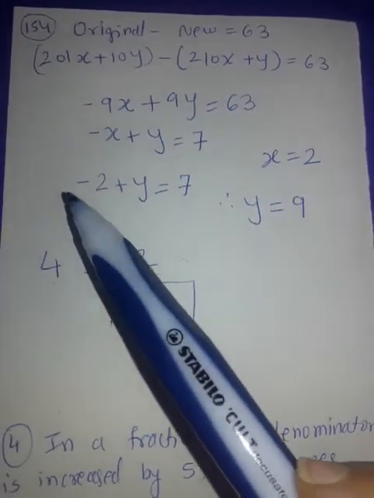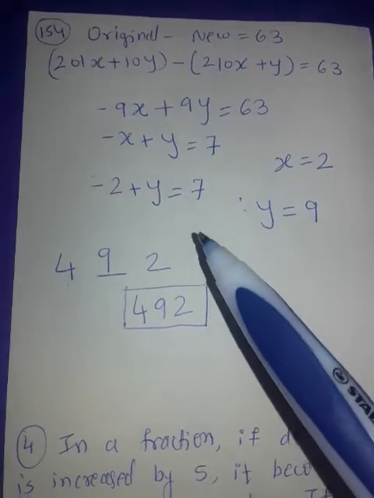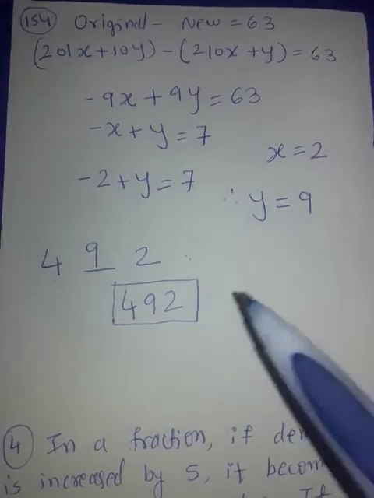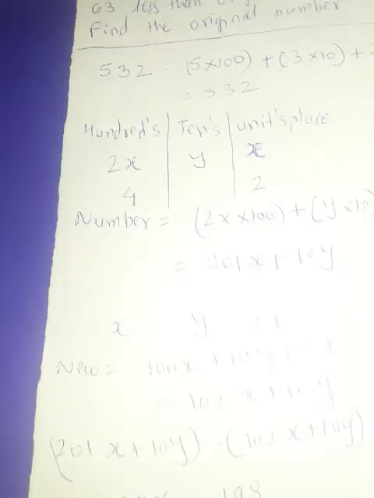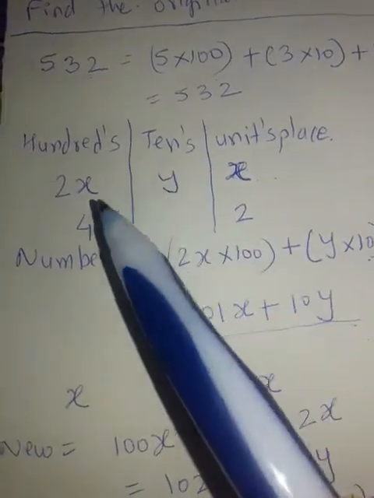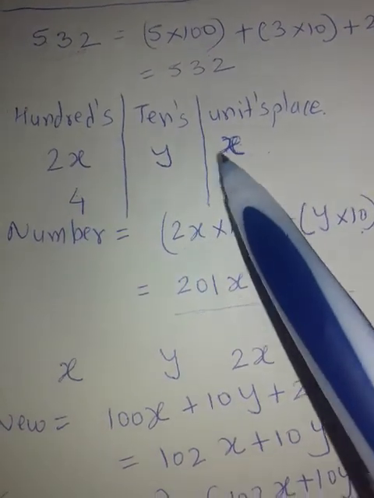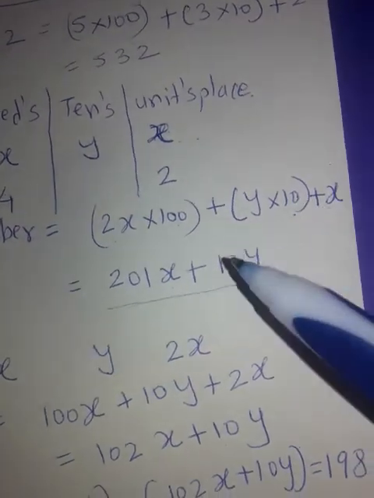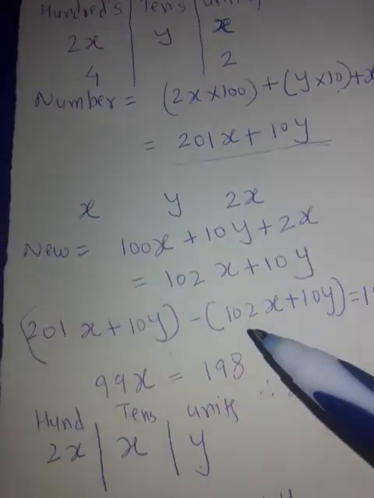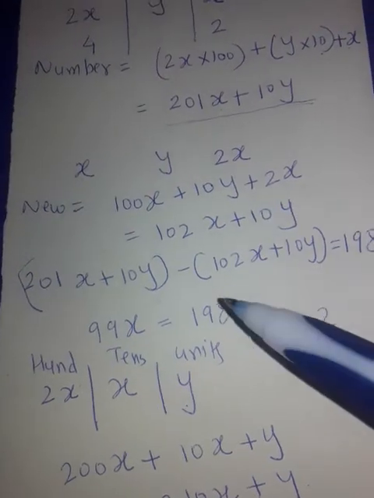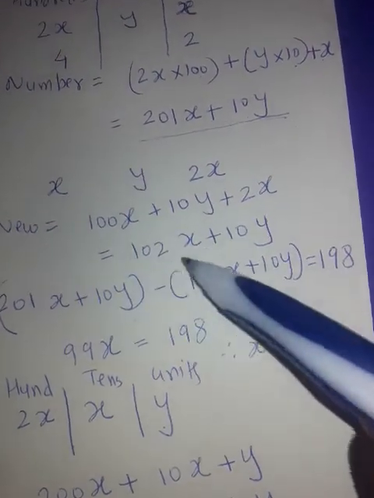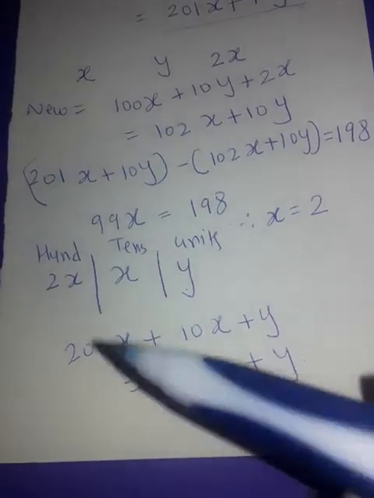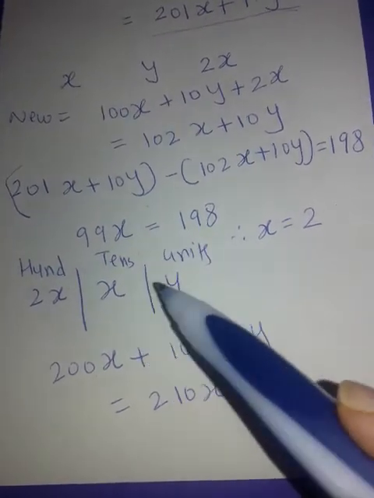In the first stage, hundreds and tens are exchanged. In second stage, tens and units are exchanged. So 2 times you need to form the equation and solve it. Just take one care that these are our original assumptions, x, y and 2x, and this is our original number. So mark it clearly, this is original. This is new number formed by the first condition, when these two were exchanged. Then this is new number formed by the second condition when these two were exchanged.